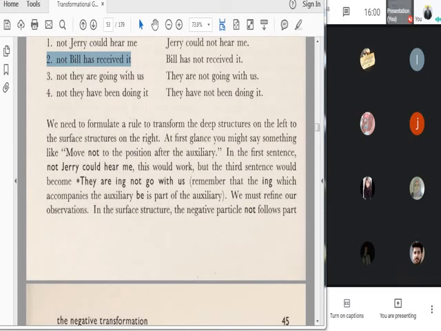And the first sentence, not Jerry could hear me. This would work, but the third sentence would become they are in, not go with us. Remember that the ing, which accompanies the auxiliary be, is part of the auxiliary. It is not a real auxiliary.